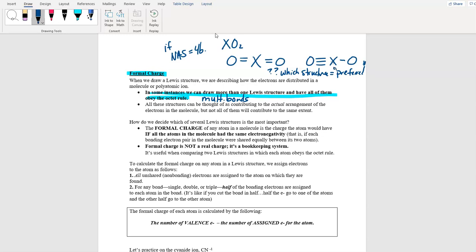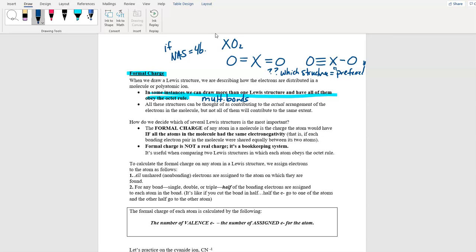And that's where formal charge is. Formal charge is a calculation which one is preferred? Does the molecule prefer to have 2 on each side, or does it actually prefer to have a triple and a single? Okay, so let me show you the rules.